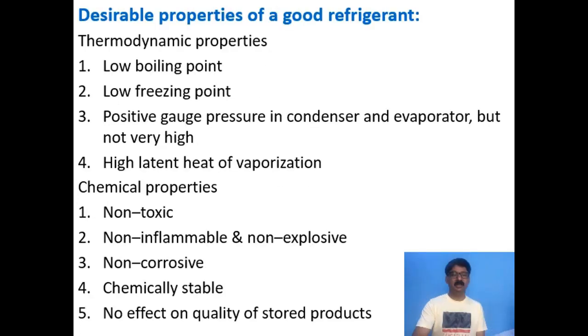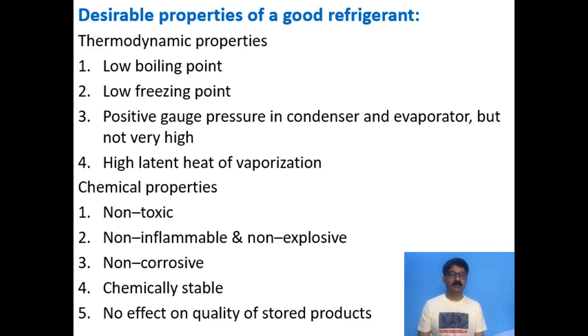Now coming to the desirable properties of a good refrigerant. These are classified into different categories. Now coming to the thermodynamic properties. What are the desirable thermodynamic properties of a good refrigerant? It should have a low boiling point. This is especially for the evaporator, because it should have a low boiling point so that it can easily evaporate. During the evaporation process, the liquid refrigerant should evaporate.